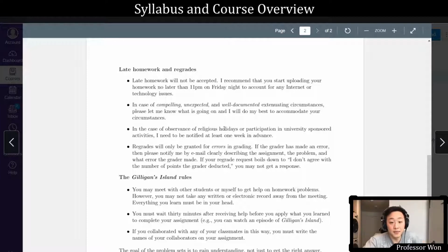In the case of religious holidays or participation in university-sponsored activities that would interfere with your homework upload schedule, you need to notify me at least 1 week in advance. These things should not be emergencies, right? Because you should know about them beforehand.